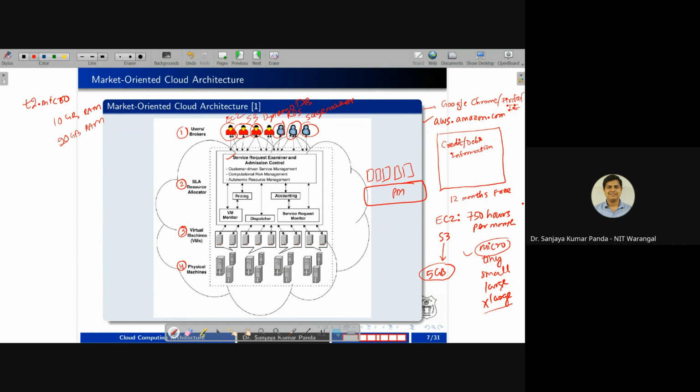There are different types of approaches that can be followed in this particular unit. For example, there is customer-driven service management, or computational risk management, or autonomic resource management, because it is not possible to keep all the resources on to fulfill the request of the user. So sometimes we only keep 2-3 resources on, and whenever a request comes, then we enable other resources. Right. There are some resources in standby, but there are some resources in switch-off mode also.